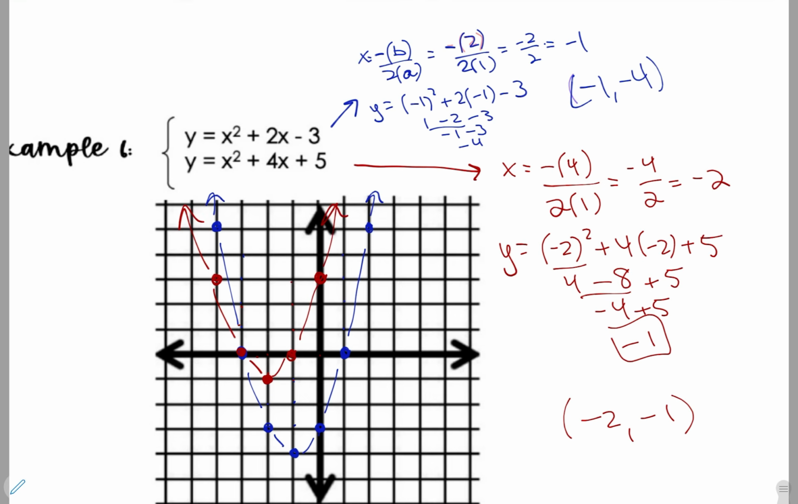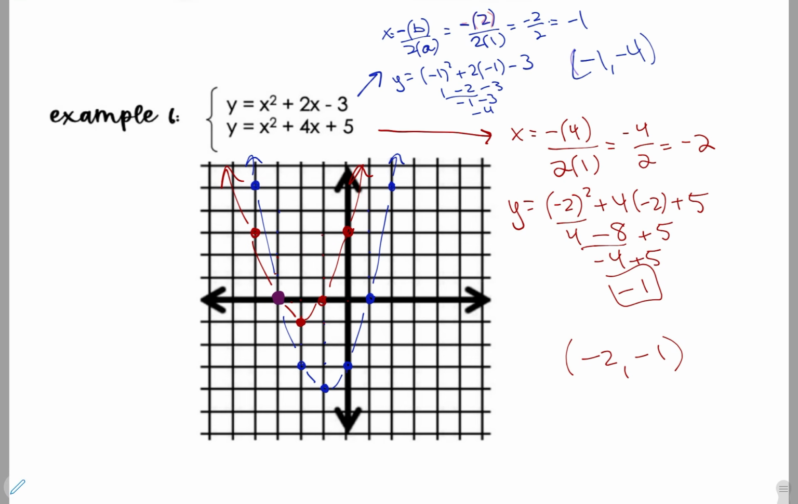And voila, we have a solution right here at this point. Right here at this point, we're going to have a solution that we can see on our graph. And that is going to be, what is that? 3, 0, negative 3, 0 for our solution.